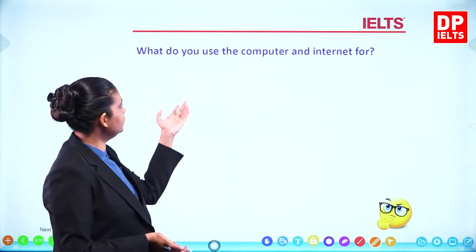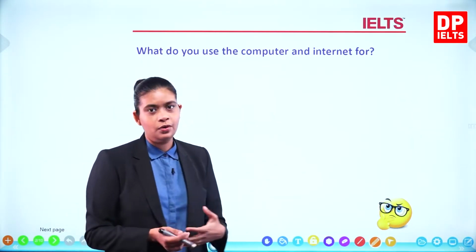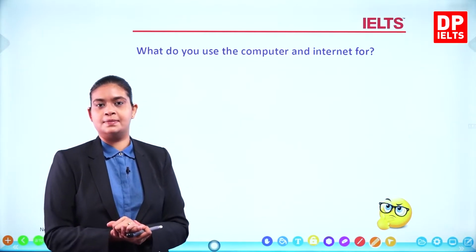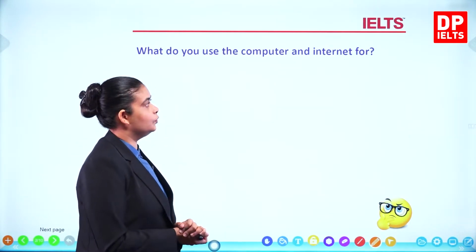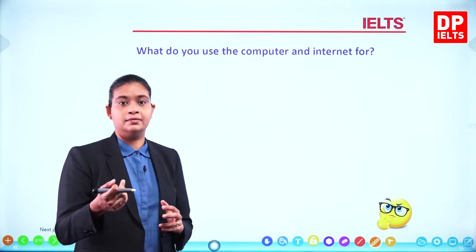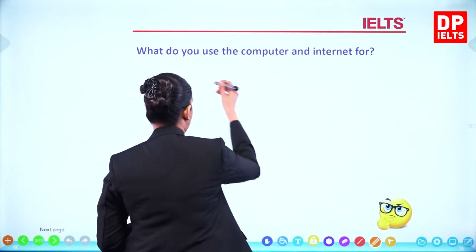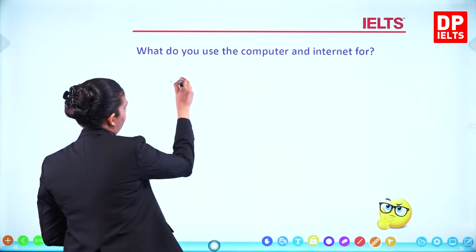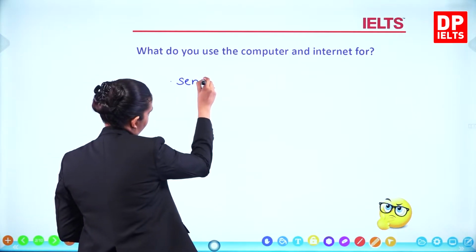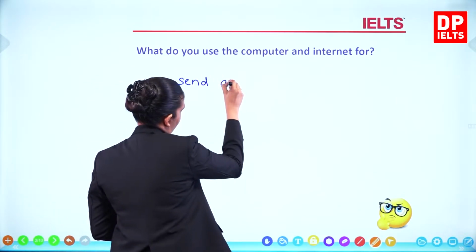Right? So what do you use the computer and the internet for? You can use it for different reasons. මම කිව්වා වගේ. Right? You can use it to send an email. Okay? So let me write to, share information. You can send an email.